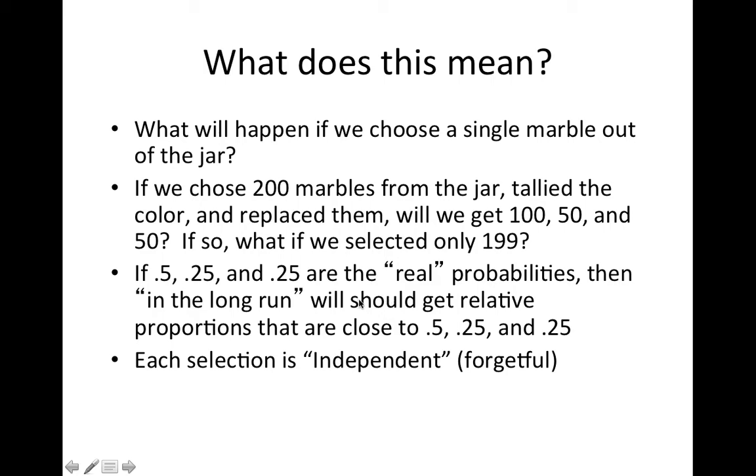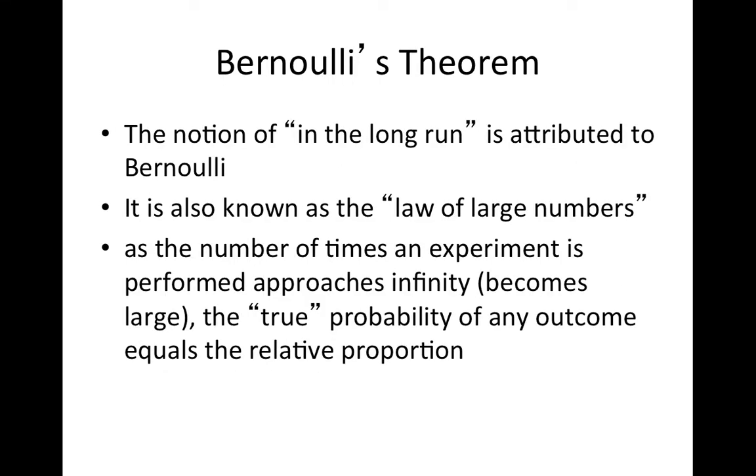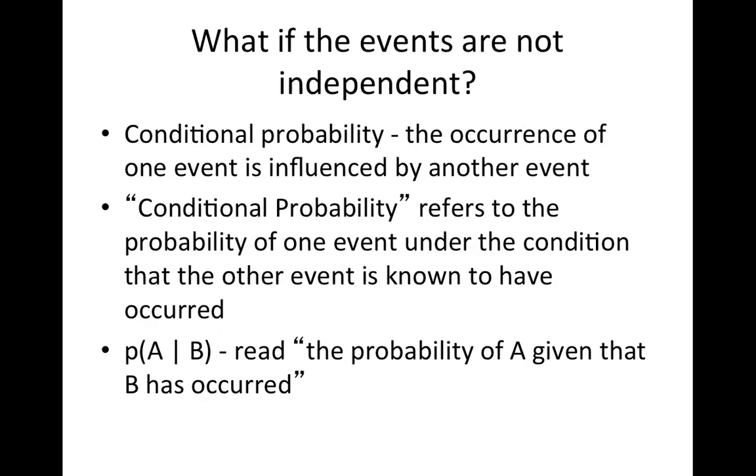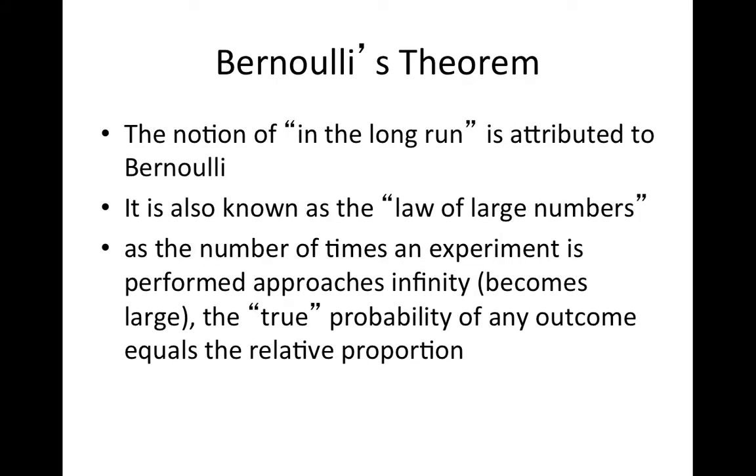And what that means is that if we were to do this over and over and over again, the relative frequencies would equal the real probabilities. This is Bernoulli's theorem. It's the notion of in the long run. And it's also known as the law of large numbers, and that is, as the number of times an experiment is performed approaches infinity, it becomes large, the true probability of any outcome equals the relative proportion. So, we think that the true probability is its long-term relative frequency.